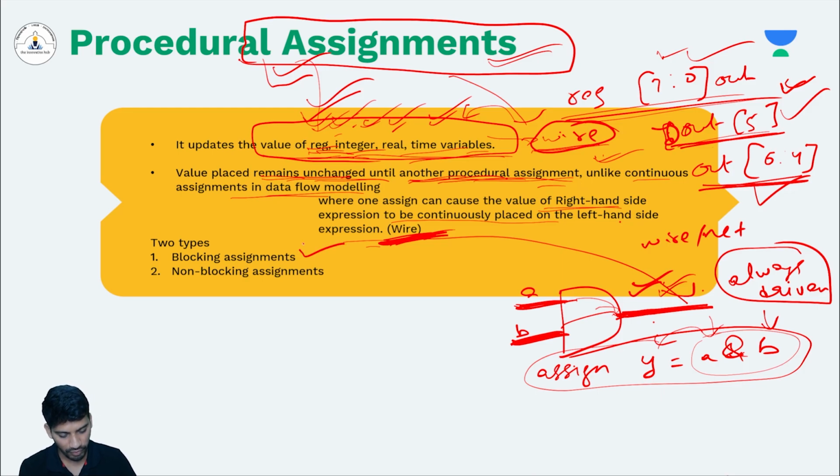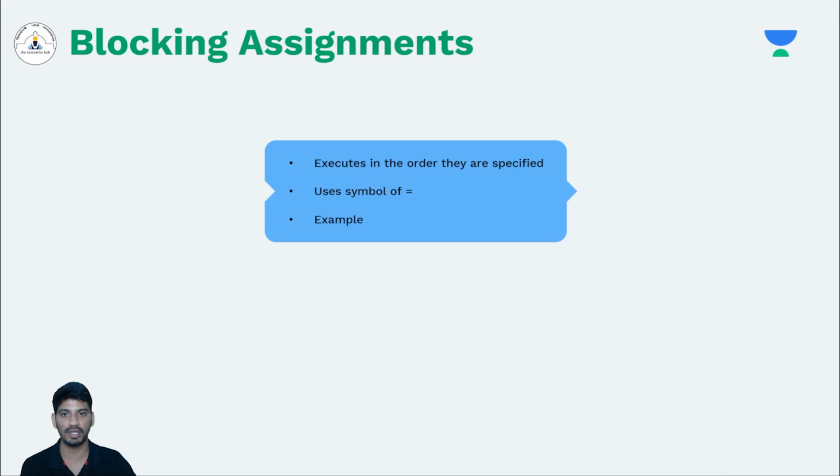So there are two different ways you can assign. One is called blocking assignments and the other one is called non-blocking assignments. We'll see what is blocking and what is non-blocking assignments. So let's begin with blocking assignments.